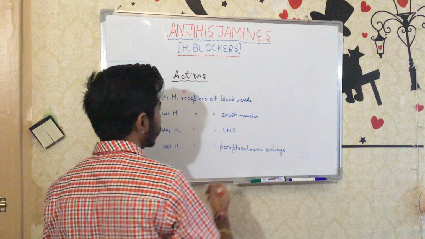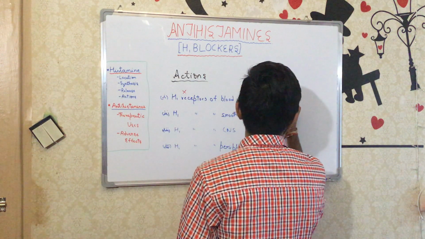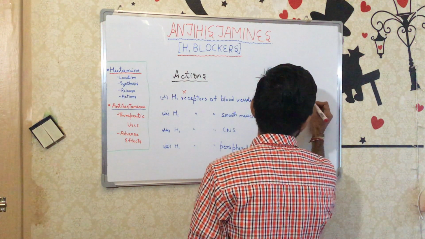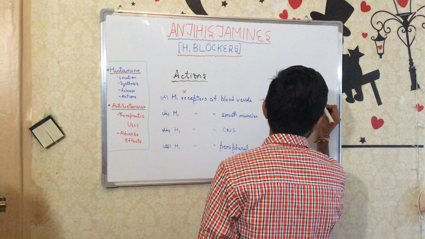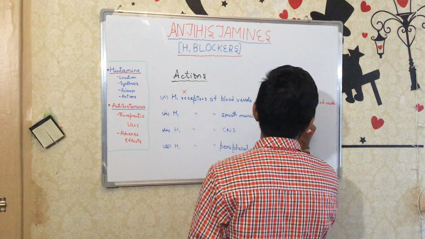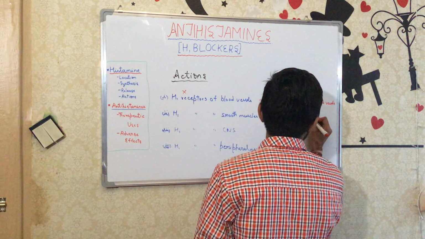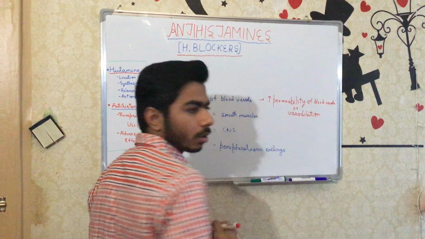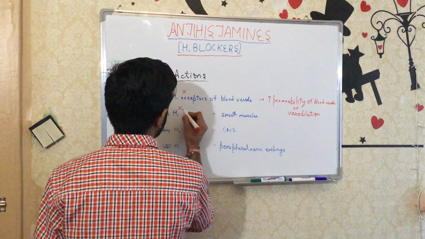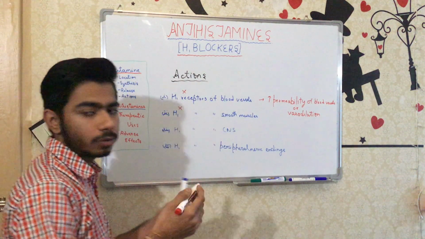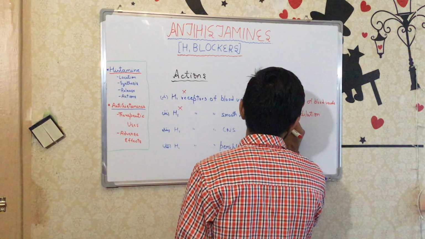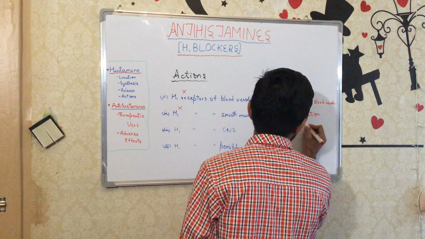So if they will block the H1 receptors of blood vessels, what they will do? They will increase the permeability of blood vessels. Or in other words, you can say they will cause the vasodilation. Now, if they will block the H1 receptors of smooth muscles, what they will do? Simply they will cause the contraction of respiratory airways.